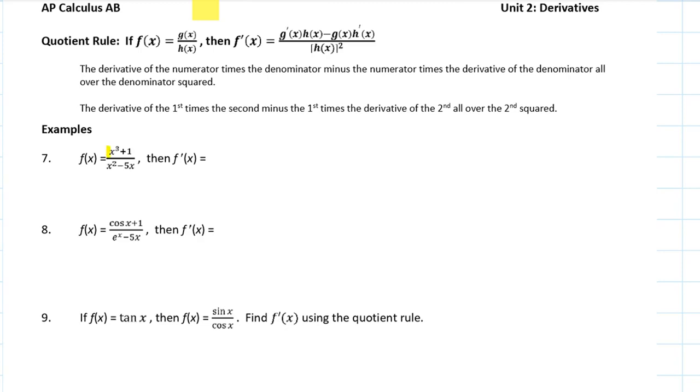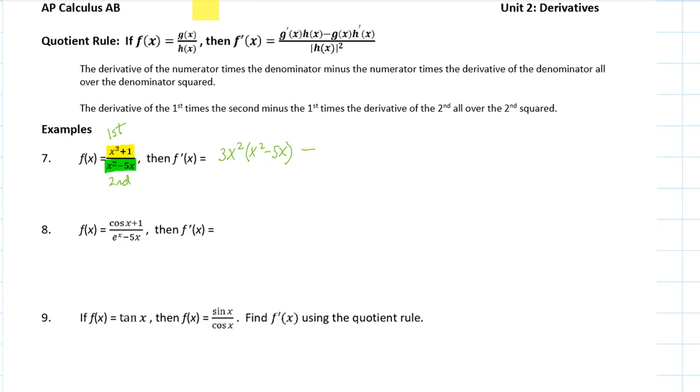So here we go. Here's my first. Here's my second. I need the derivative of the first, just like last time. Derivative of x cubed plus 1 is just 3x squared, times the second, that's the bottom. So no derivative on that. x squared minus 5x.